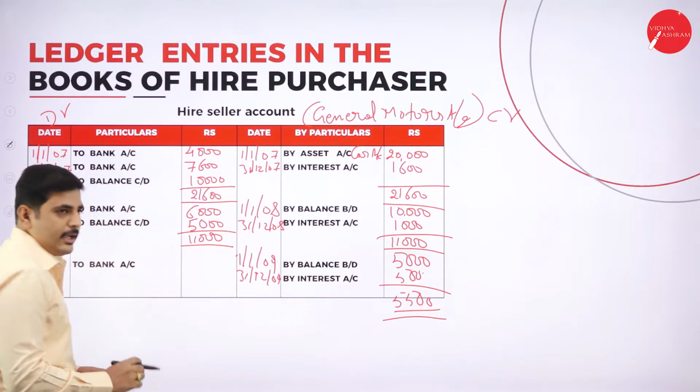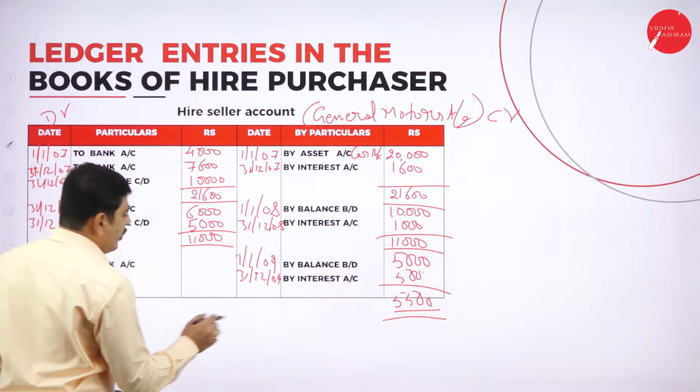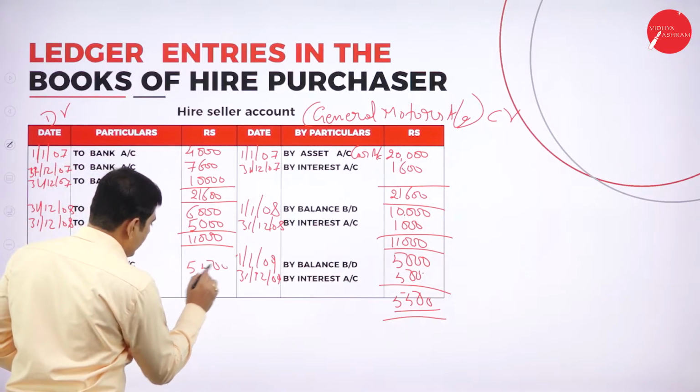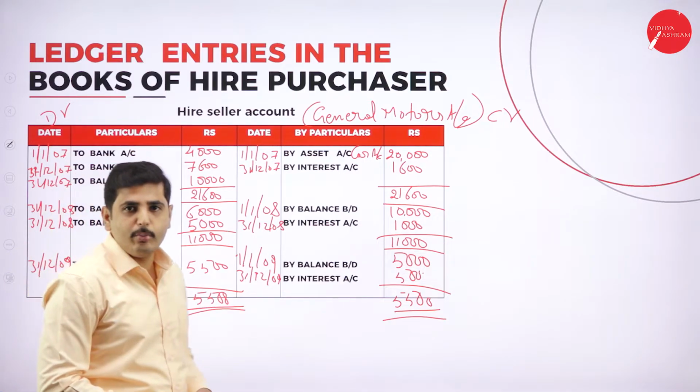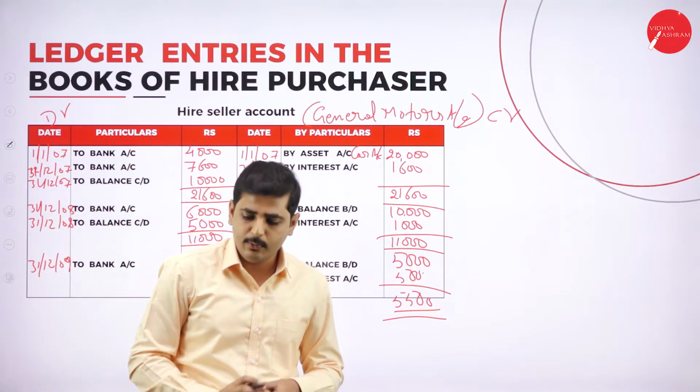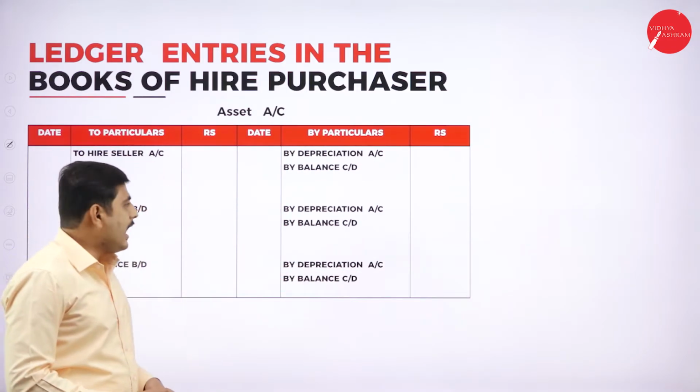Again the balance we have to pay on 31/12/2009. At the end of the year we have to calculate the interest, and on the same day we have to make the installment. On 31/12/2009 we have to make the installment. How much? 5,500. So the amount will tally, 5,500. No balance is available to carry down. Now let's go to the next account, the asset account.